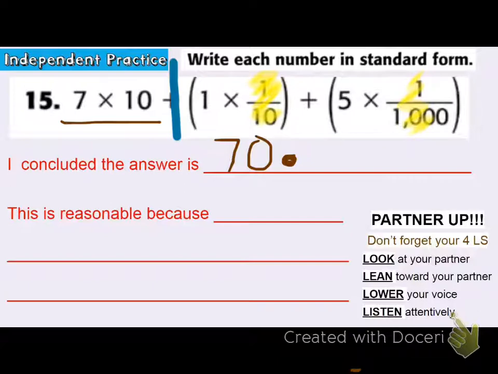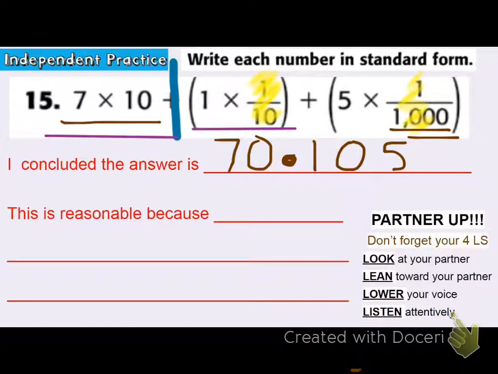1 times 1/10 is 1/10. There's nothing in the hundredths place, but I have 5 thousandths. I know my answer is reasonable because I have 70 in the whole number, I have a 1 in the tenths, and then I have 5 in the thousandths. So 70 and 105 thousandths is the correct answer.